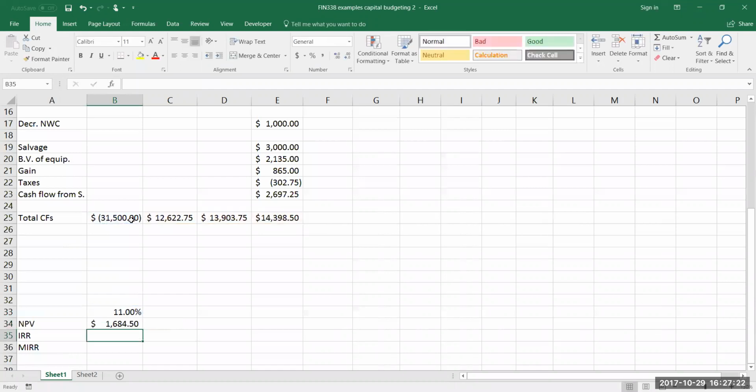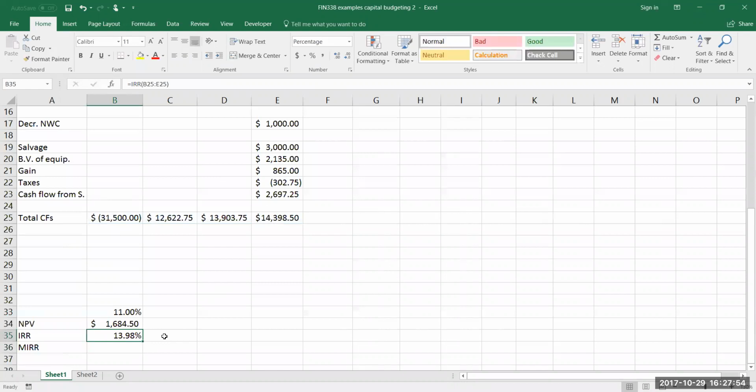So that should give us our net present value. $1,684.50, which is positive, and a positive net present value is something we like, so we're liking the project. To find the IRR, it's equals IRR, and then we're going to highlight all the values. And the IRR, as it turns out, is 13.98%. So if the IRR is 13.98% and our applicable cost of capital is 11%, we expect this project to get us a couple percent more than what we require normally, and therefore we like the project.